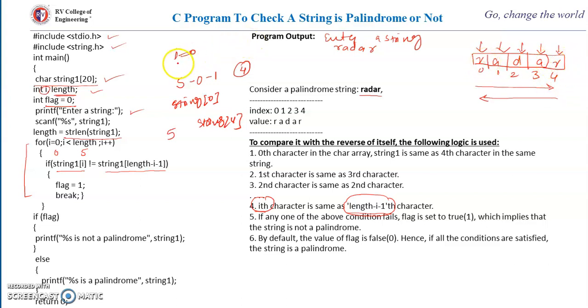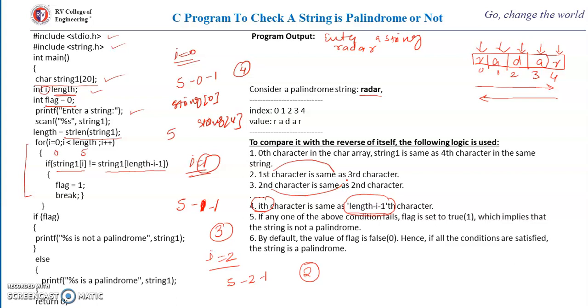Next time when i is equal to 1, it is 5 minus 1 minus 1, so 5 minus 2 is 3. That means 1 is compared with 3. And then next time when i is equal to 2, this will be 5 minus 2 minus 1, so 5 minus 3 is 2. So 2 is compared with 2. So that is the logic used here.